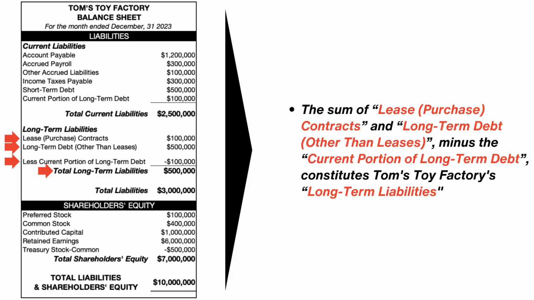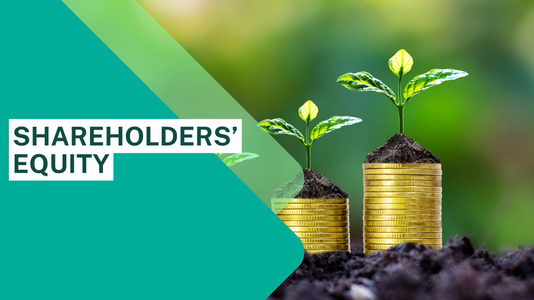As mentioned earlier, value investors often believe that companies with a durable competitive advantage have minimal or no long-term debt on their balance sheets. This is because those companies are so profitable that they can finance their expansions or acquisitions internally without the need to borrow a large amount of money. The sum of leases, purchase contracts, and long-term debt other than leases, minus the current portion of long-term debt, constitutes Tom's Toy Factory's long-term liabilities.